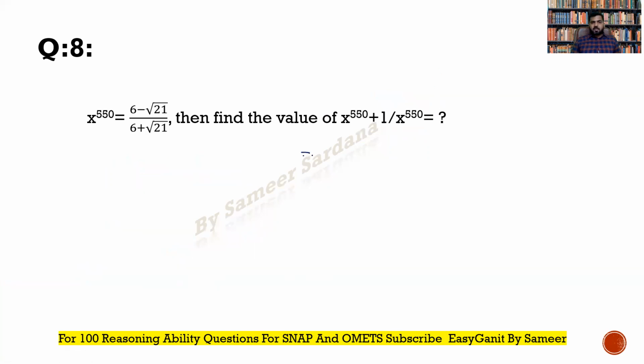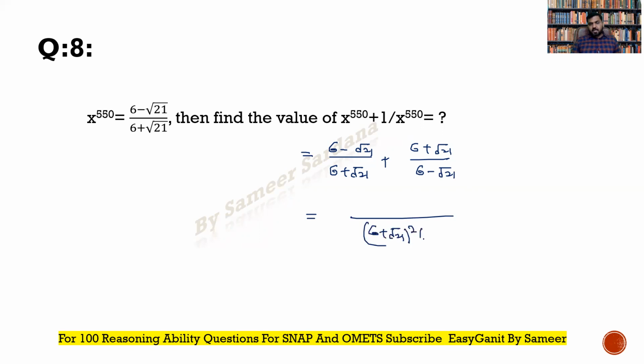Let's straight away put the direct values. X power 550 is (6 minus root 21) upon (6 plus root 21). And 1 upon x power 550 would be (6 plus root 21) upon (6 minus root 21), right? Now you can see that LCM would be (6 plus root 21) into (6 minus root 21).